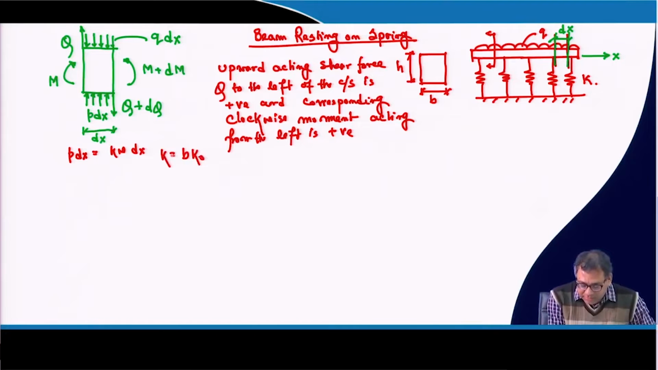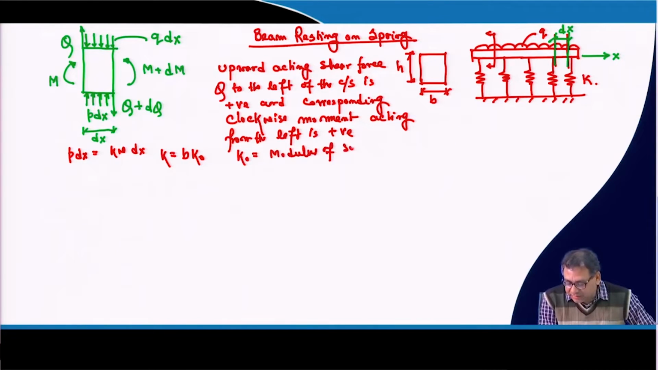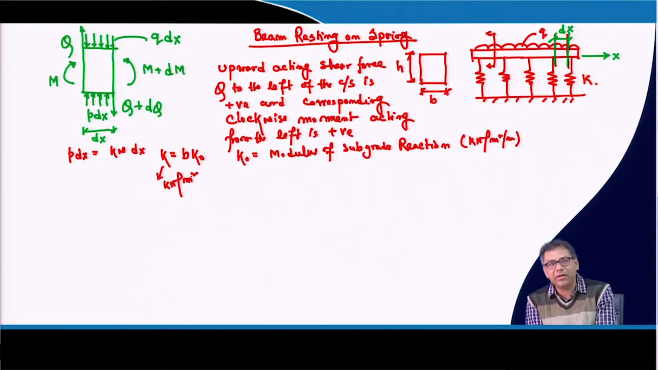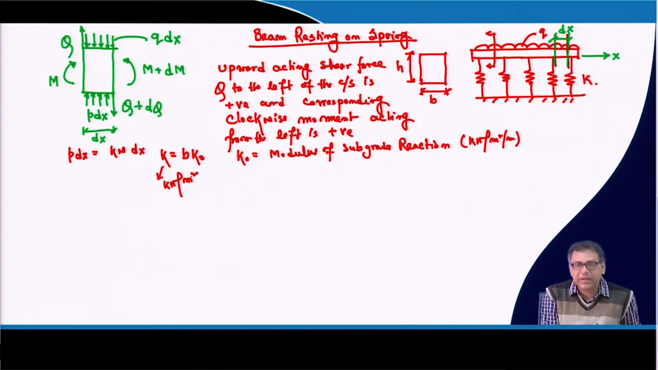So k is equal to b into k0, where k0 is your modulus of subgrade reaction, whose unit is kilonewton per meter square per meter. So the k unit is basically kilonewton per meter square, because k is multiplied with b. So remember that this k is k0 into the width of the beam, where b is the width of the beam.